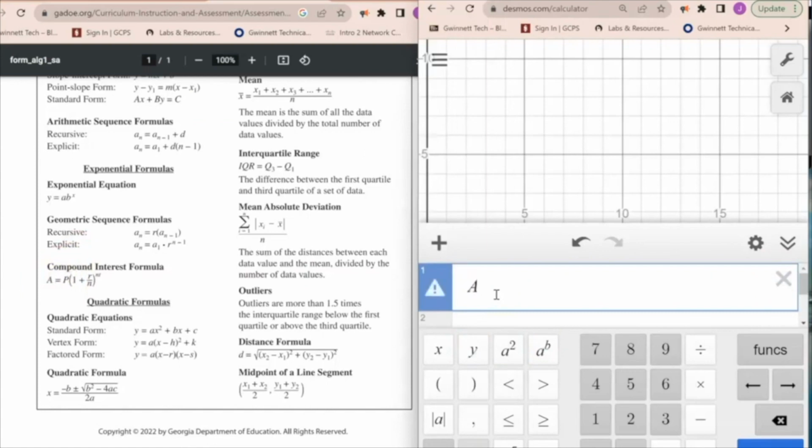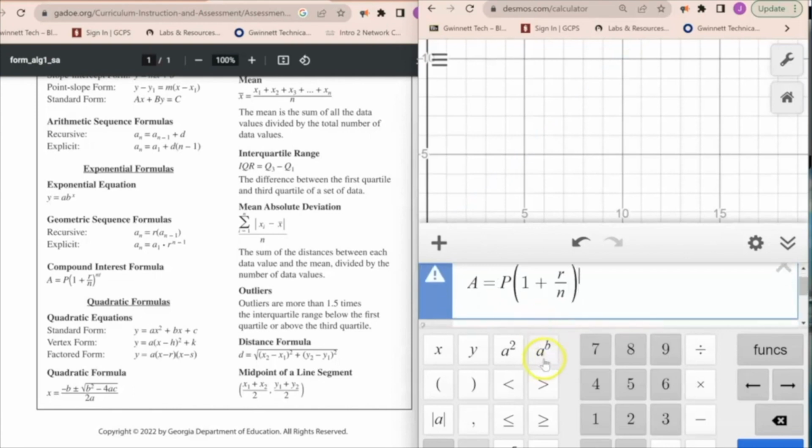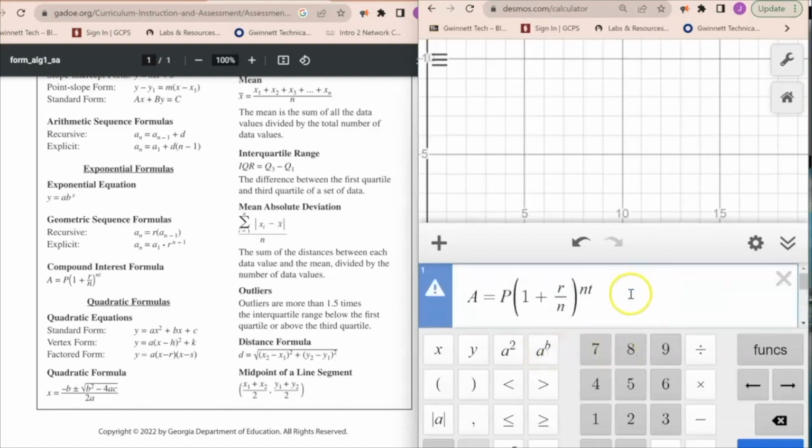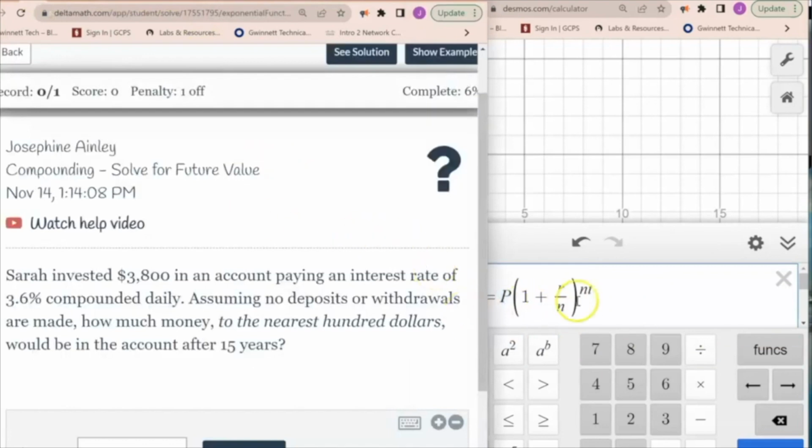Capital A equals capital P (1 plus r divided by n), close the parentheses, then shift 6 or hit this button right here, then nt. Now realize, oh, actually it stayed up there. That's fine. Okay, cool. All right, so you just need to know what each of these things are. I'm going to go over it as I do my question.